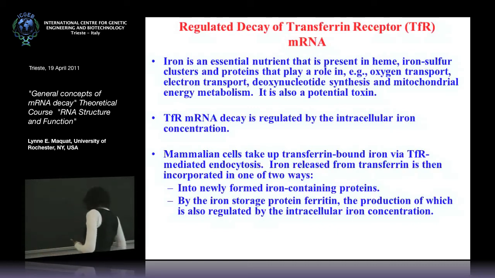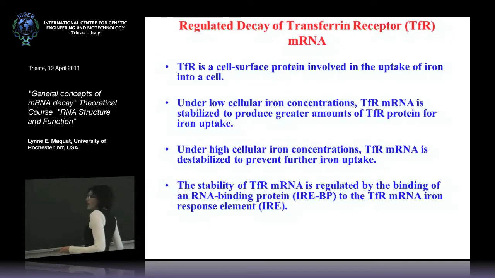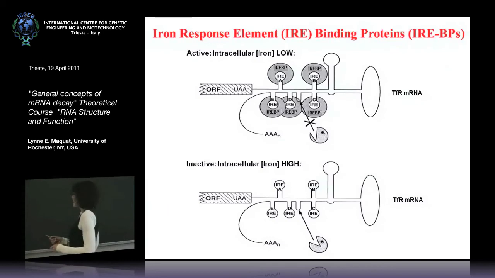So the bottom line is, and there's also a way to store iron in cells using ferritin mRNA, and its translation is regulated by intracellular iron concentrations. But here's the bottom line, since I'm running out of time. When intracellular iron levels are low, it is important to have high levels of transferrin receptor so that more iron can be brought into the cell.